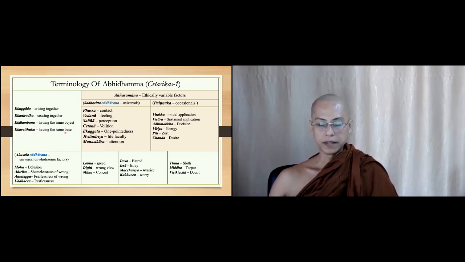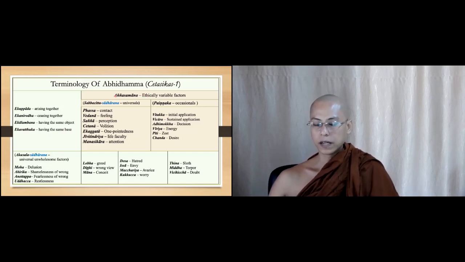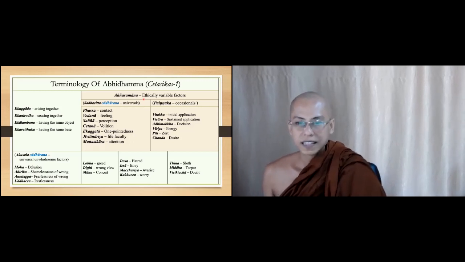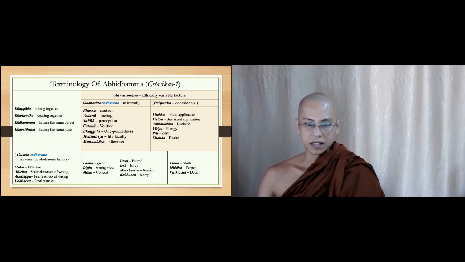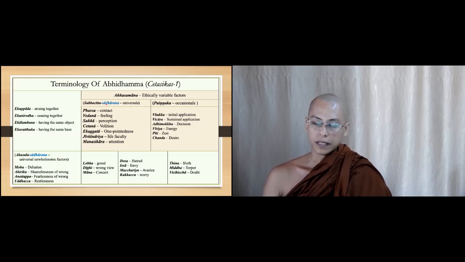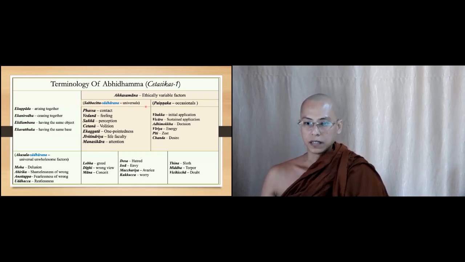Ekavatthuka, same basis. Then when we see the classification of Cetasika, we will find the first class of Cetasika is called Annasamana, ethically variable factors. Don't worry about the usage in Pali and understanding what these are. They just introduce the terms. When we study them in the specific chapter, you can come here and check the meaning easily. So Sabbacitta Sadharana, universal, and Pakinnaka is called occasional.